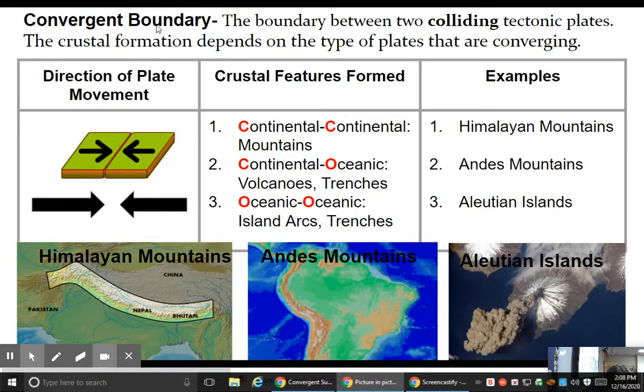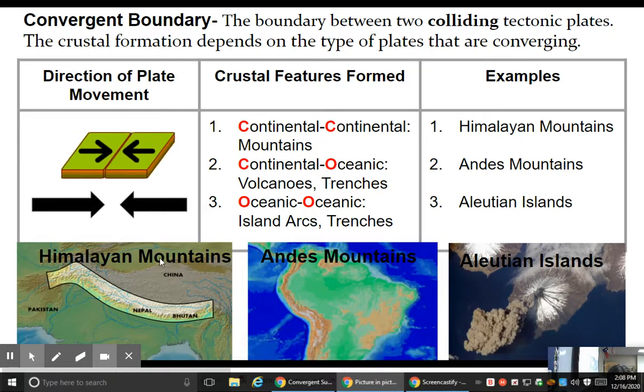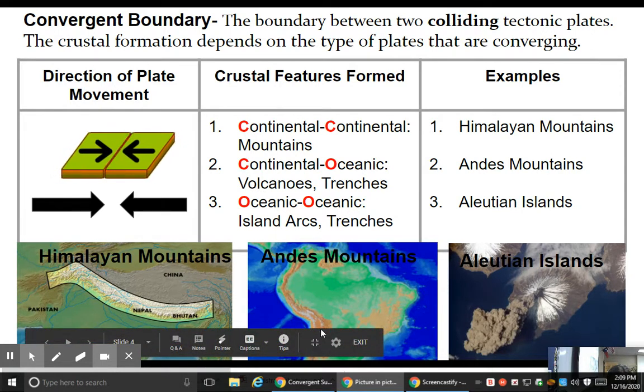So, in summary, a convergent boundary is the boundary between two colliding tectonic plates, and the crustal formations depend on the type of plates that are converging. So if we look at continental crusts converging or coming together, they push up and they form folded mountains, like the Himalaya Mountains. If we have a continental and oceanic plate converging, the oceanic plate is going to subduct underneath the continental because it's more dense. We're going to get volcanoes off of the coast of the continent, like the Andes Mountains, and trenches off the coast as well.